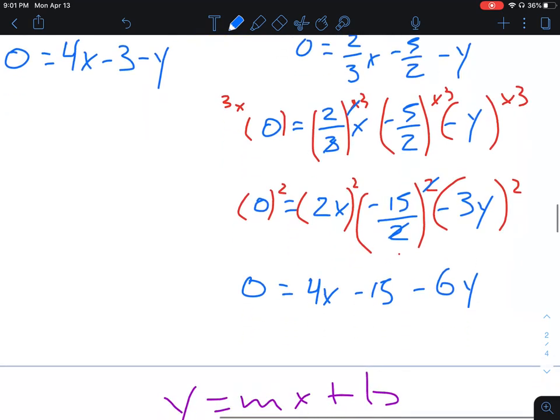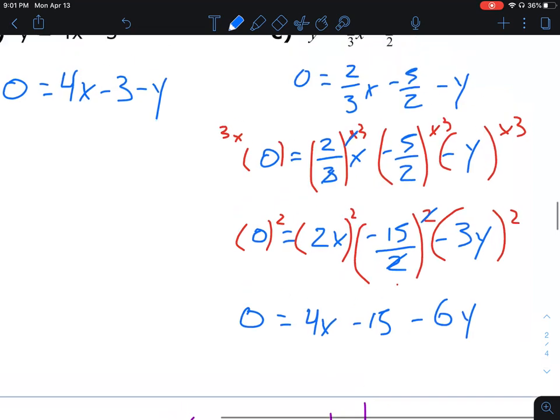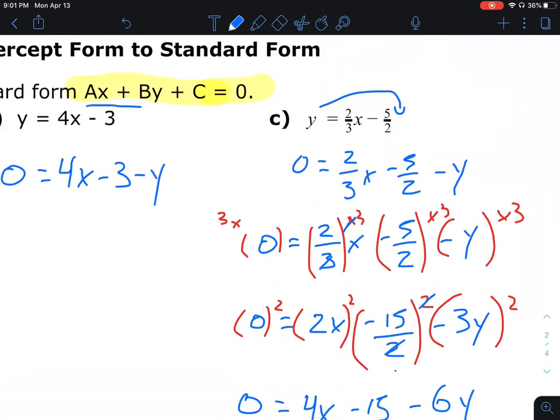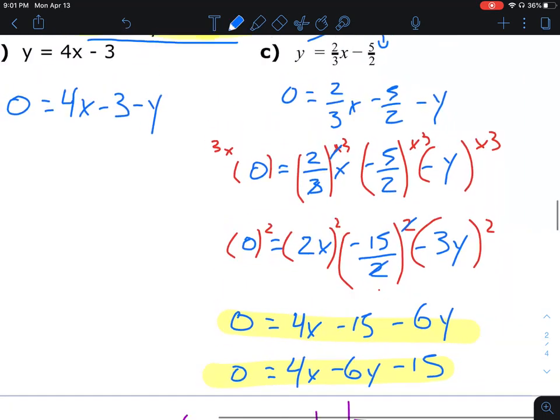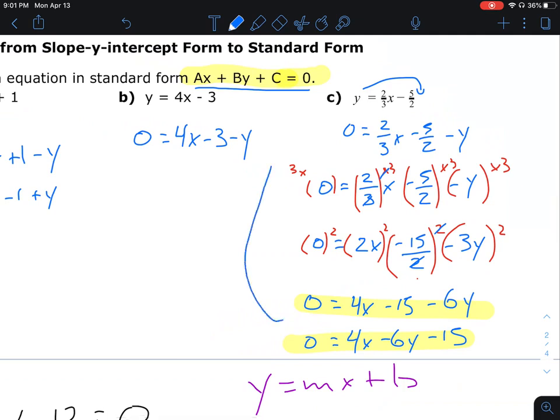If you want to be consistent with it, we can just simply rearrange this formula so that we satisfy this form of the standard form. 0 equals 4x minus 6y minus 15. Both ways of writing it are correct. I simply chose to rearrange it so that it matched what the standard form is expressed as in the example above.